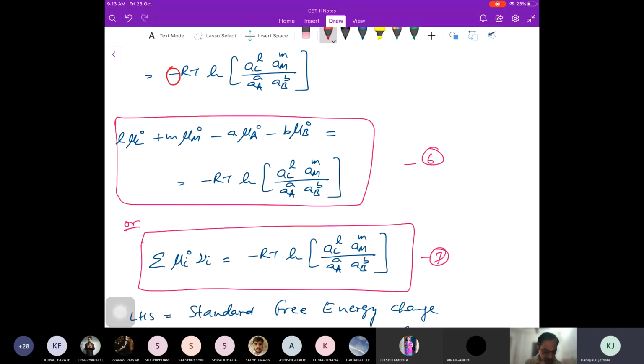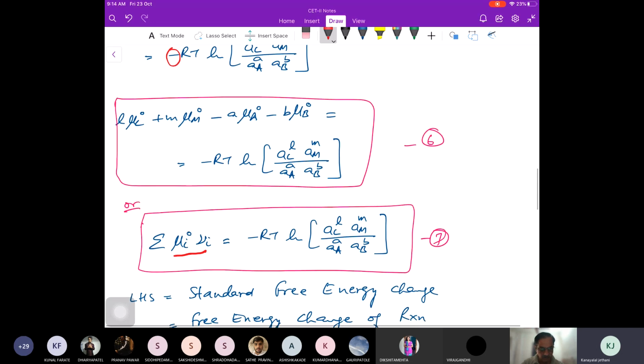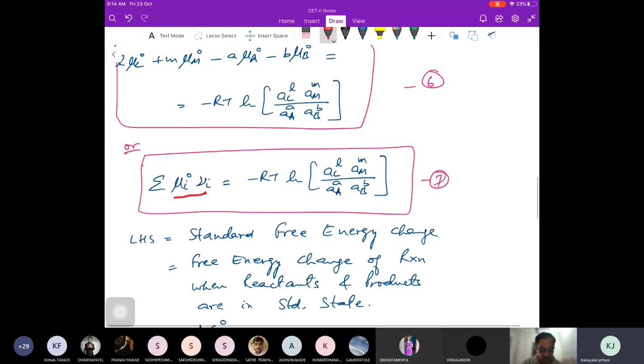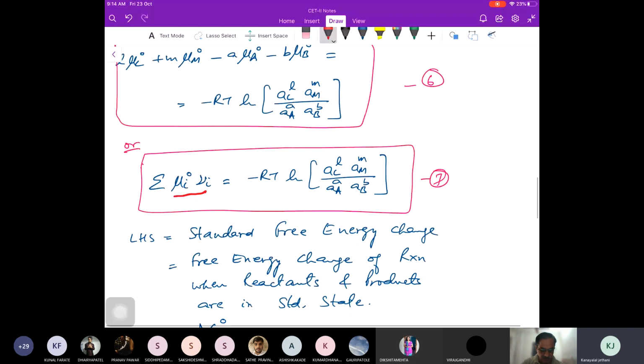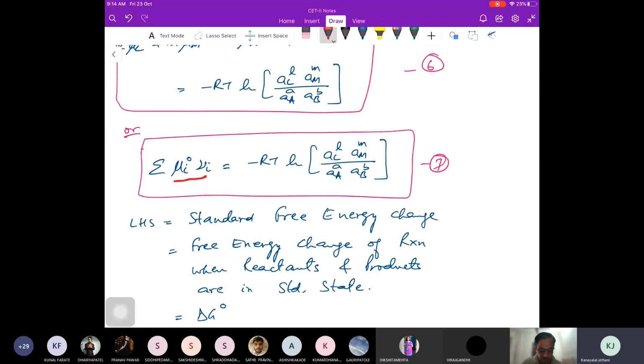Right. So we can write equation 6 as summation of mu I0 into nu I on the left hand side, and the right hand side is the same as in equation 6. Any questions on equation 7? So the left hand side is nothing but the standard free energy change. It is the free energy change of reaction when reactants and products are in the standard state, because that is mu I0, the standard state we are talking about, and that is nothing but delta G0 for that reaction.